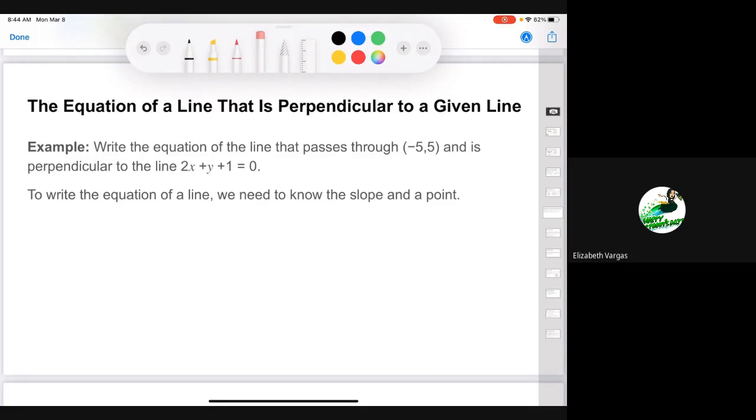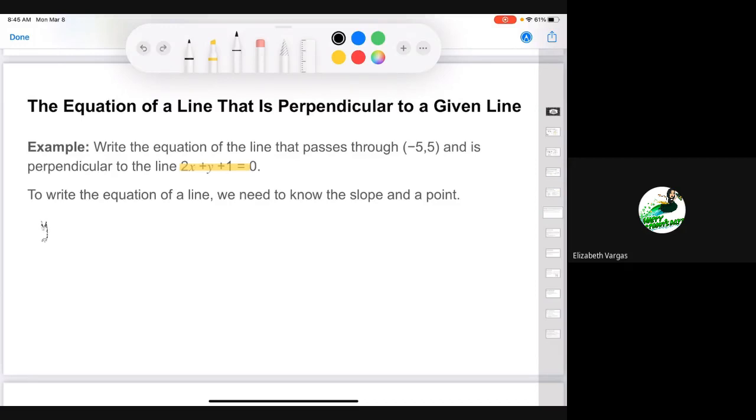So say we are given something like this, and we're asked to find the equation of the line which is perpendicular to our original line. So this one says, write the equation of the line that passes through negative 5 over 5 and is perpendicular to the line, and we're given an equation for our original line right here, okay? Well, what we want to do first is to identify if we can put this equation into slope-intercept form, because that would make it easier for us to identify what the slope is. Once we identify what the slope is, then we can go ahead and find the negative reciprocal.